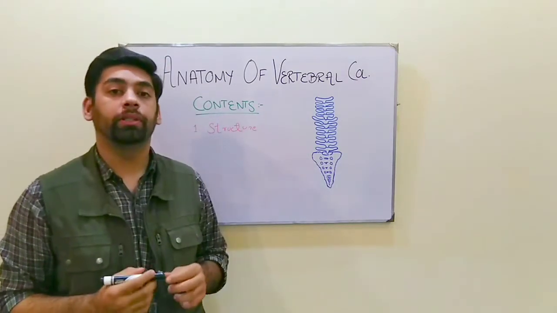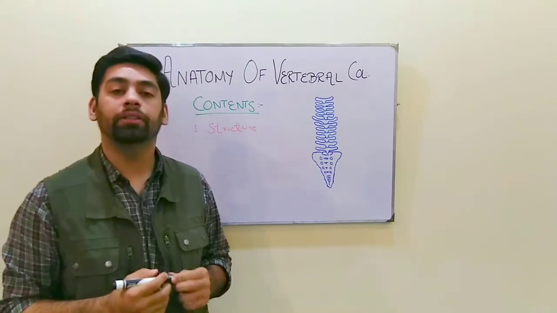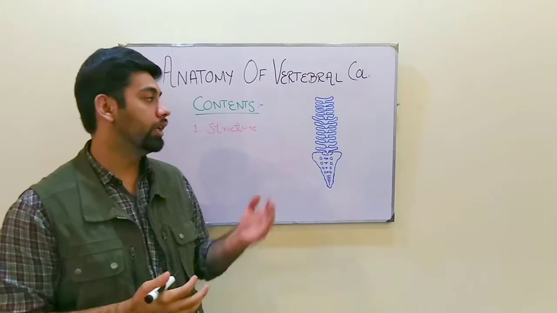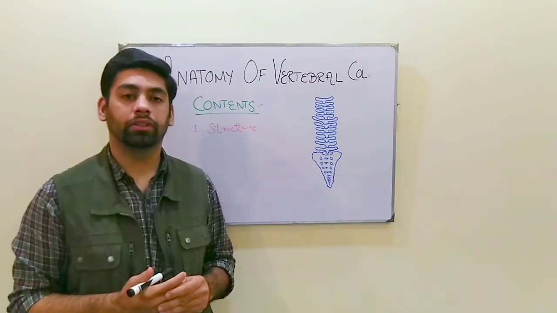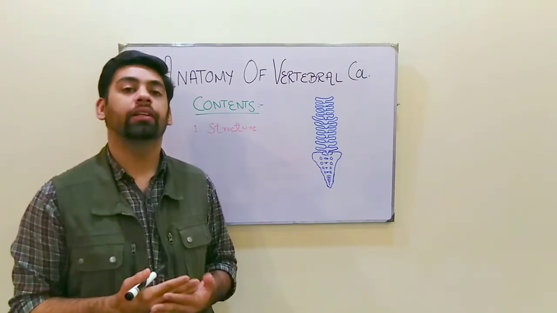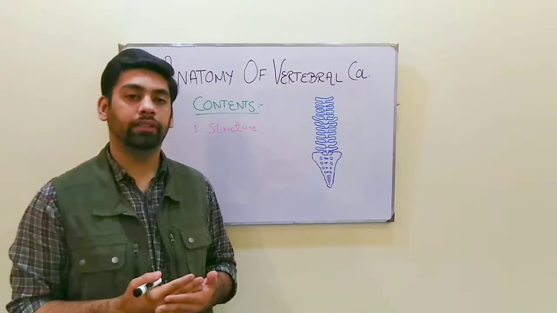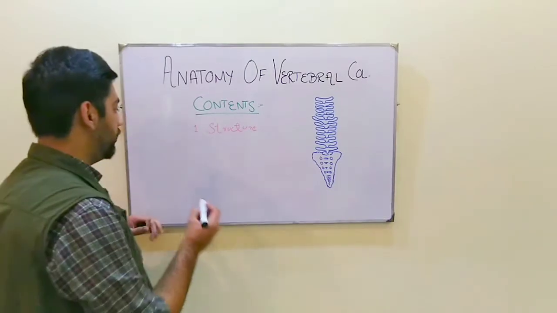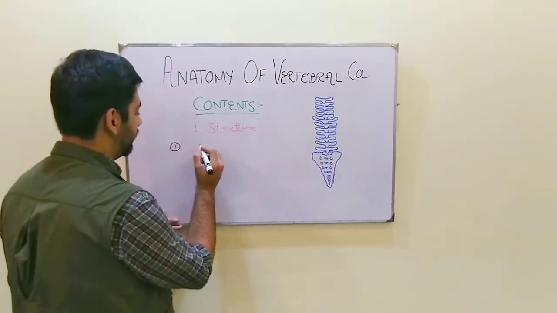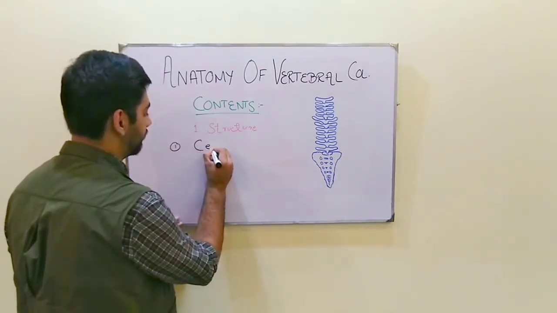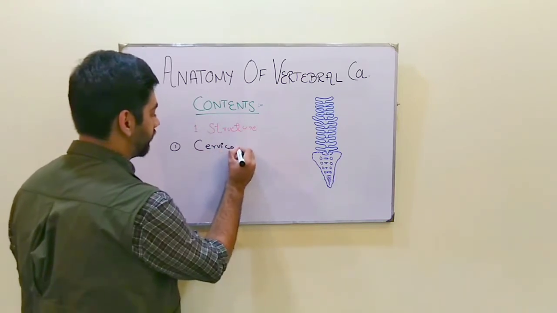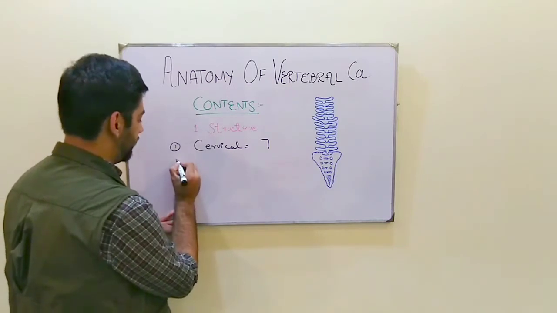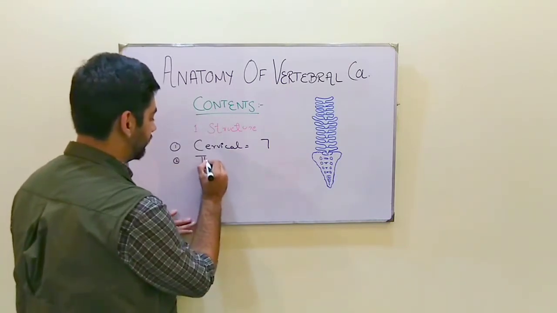Now talking about the basic structure of a vertebral column. As you know, the vertebral column is divided into 5 different sections. Starting from top to bottom, first there comes the cervical region, then the thoracic region, then the lumbar region, then the sacral region, and then the coccyx. I will write down their names. The first region that comes is the cervical region. It consists of about 7 vertebrae. After the cervical region, there is the thoracic region.